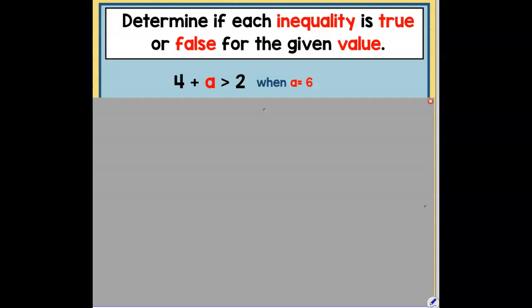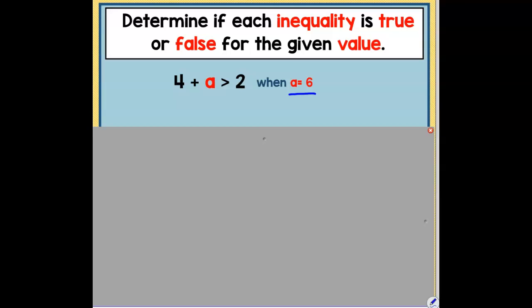So now we're going to add one more step. We're going to add a variable. So determine if each inequality is true or false for the given value. Go ahead, write this down on your whiteboard, solve, and then figure out, is this true or false if a is equal to 6? Teachers pause while students work it through.